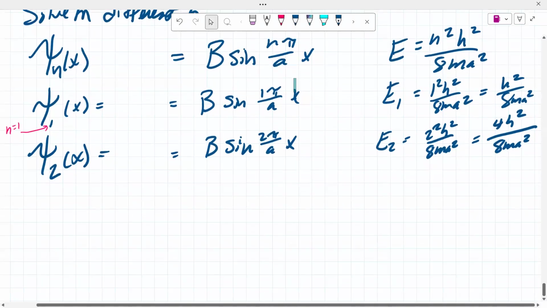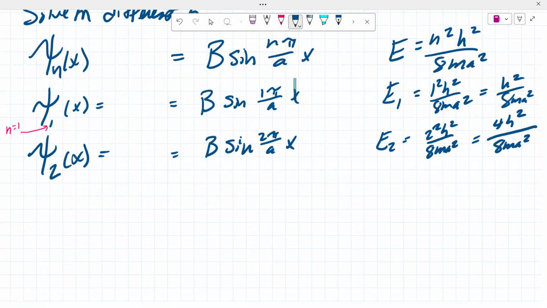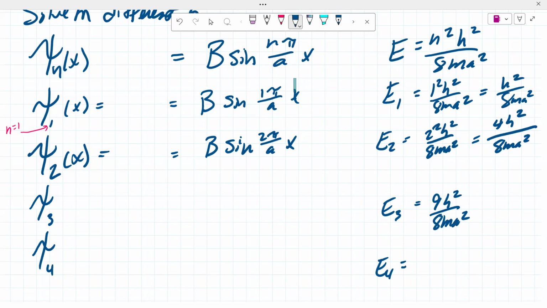Okay, all right, I'm gonna leave it. We're running out of time. I'm gonna leave it to you to calculate for psi 3 and psi 4. Okay, I'm gonna tell you the answer over here. E3 is 9 h bar squared over 8ma squared. And this one is 16 h squared over 8ma squared.